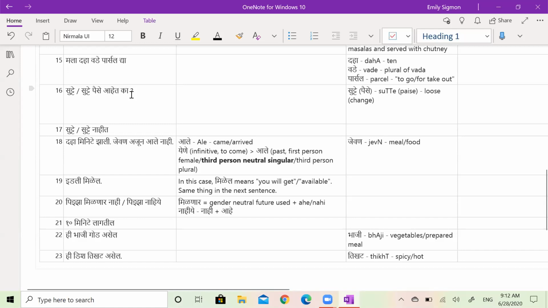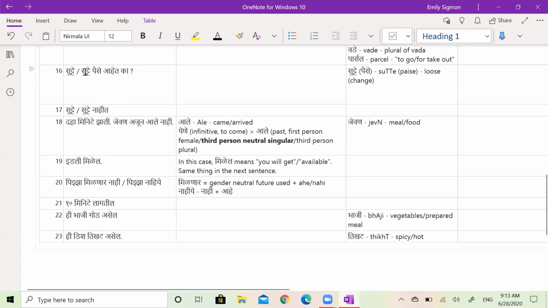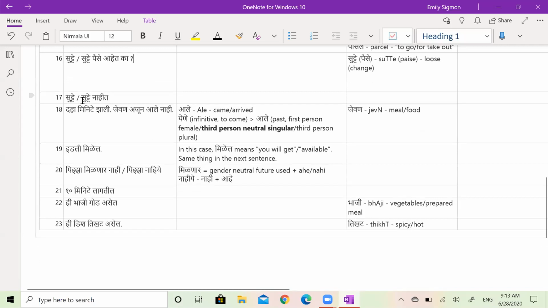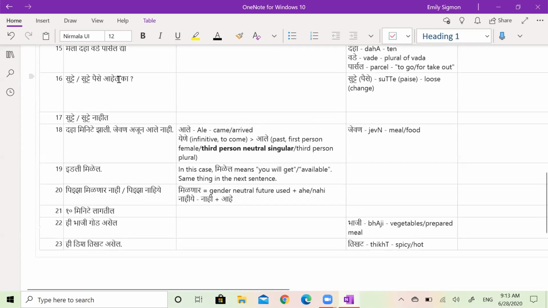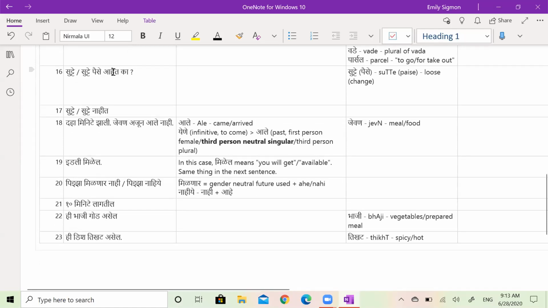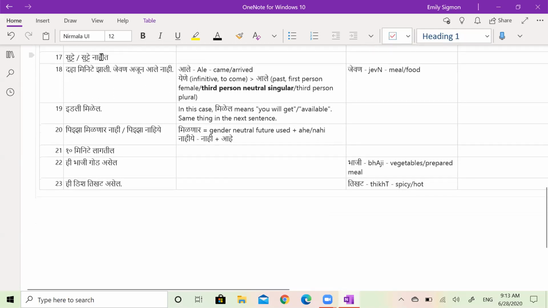Sute or sute paise. Spare change. Sute aahet ka? So is there any spare change? Sute nahit. So I don't have any. And Rohan had to explain this to me this morning, that aahet is referring to the coins and not to the person. Okay. So aahet is for the object. So it's them, not it, or he or she.